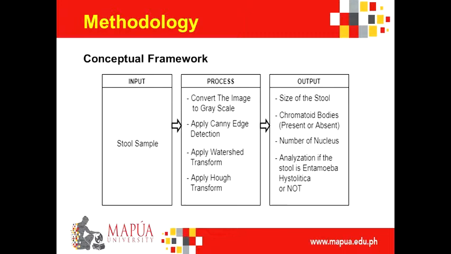So shown on the figure is our conceptual framework, which consists of input, the processes done, and the output. So we have the input, stool sample, and the following are the processes: convert the image to grayscale, apply Canny edge detection, apply watershed, and apply Hough transform. And for our output, the size of the stool, the presence of the chromatoidal body, the number of nucleus, and the analyzation if the stool is an Entamoeba histolytica or not.